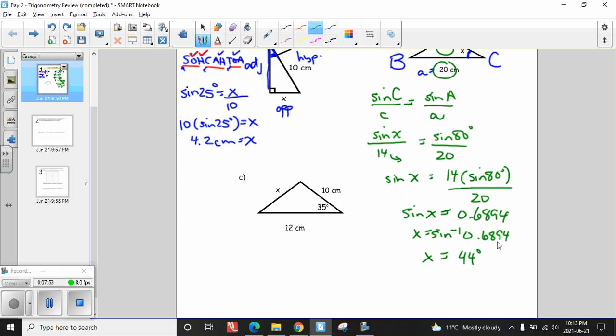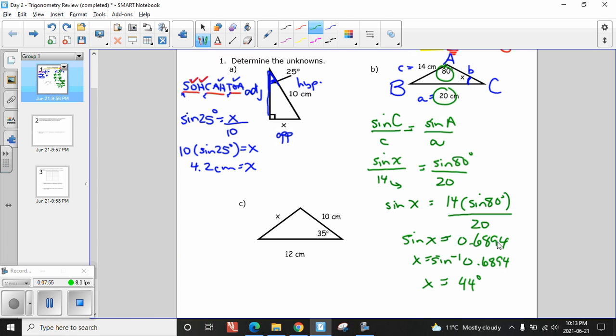So that one ended up taking me a lot of space. I'm writing with my big pen this time. But that was a sine law approach because of the opposite pair that was given in the question. That was a perfect setup for sine law.